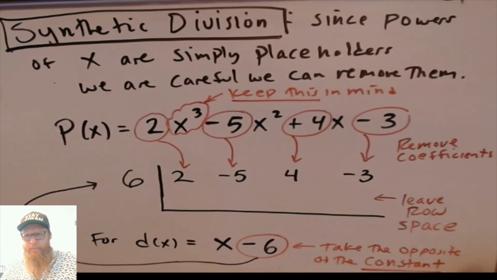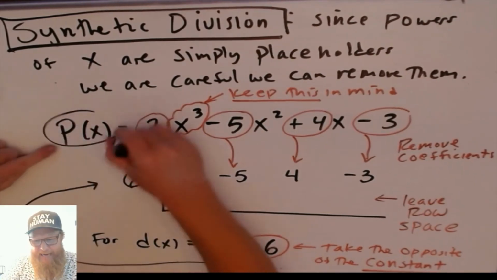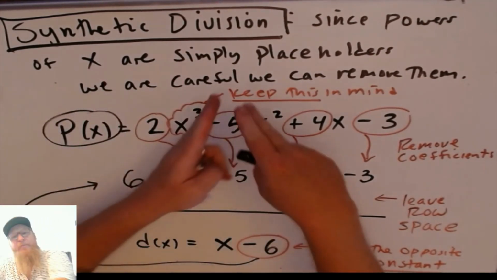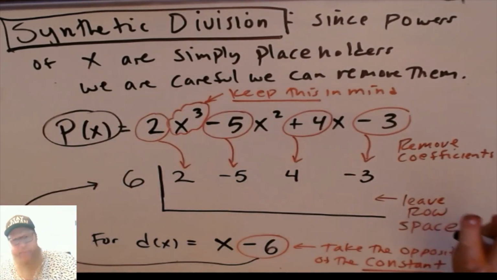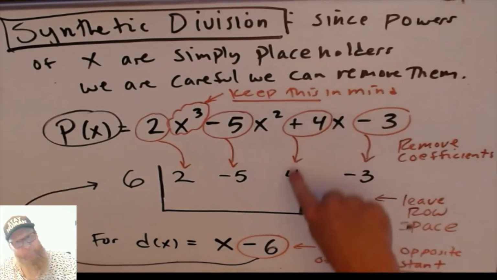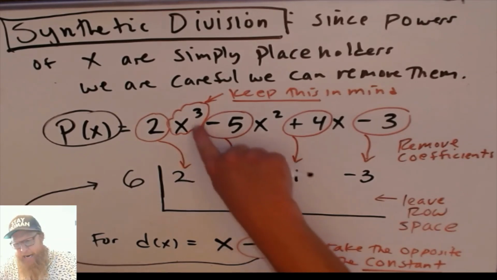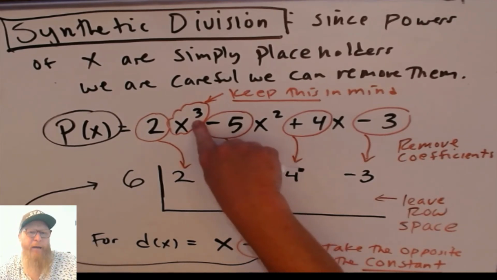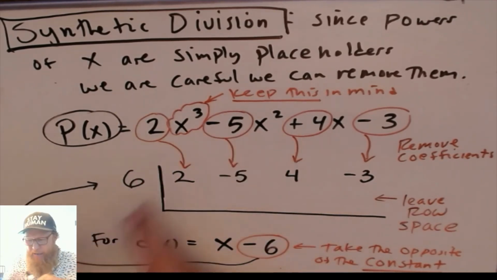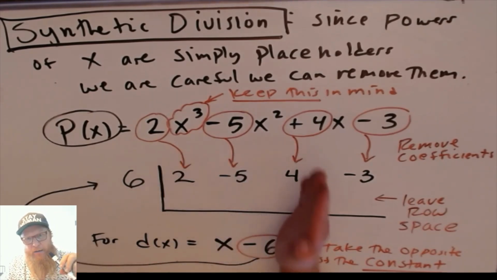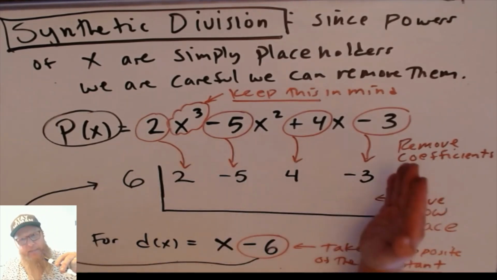So let me summarize that. For the dividend, remove the coefficients, keep them the same. So negative stays negative, positive stays positive, and so on and so forth. Just remove the coefficients, and then keep in mind what power they were, so that you kind of know this is cubed, that's squared, that's linear x, and then that's constant.